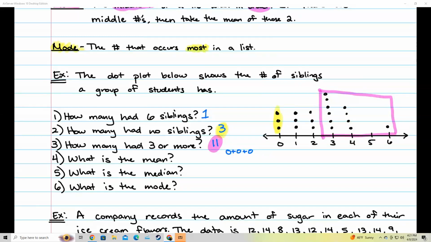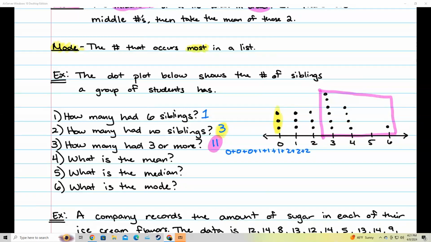Now I'm going to go in order. The next one are the ones, and it looks like I have a 1, a 1, and a 1. So I got 3 ones. So plus 1, plus 1, plus 1. That takes care of my ones. I also have a 2, a 2, and a 2. So plus 2, plus 2, plus 2.